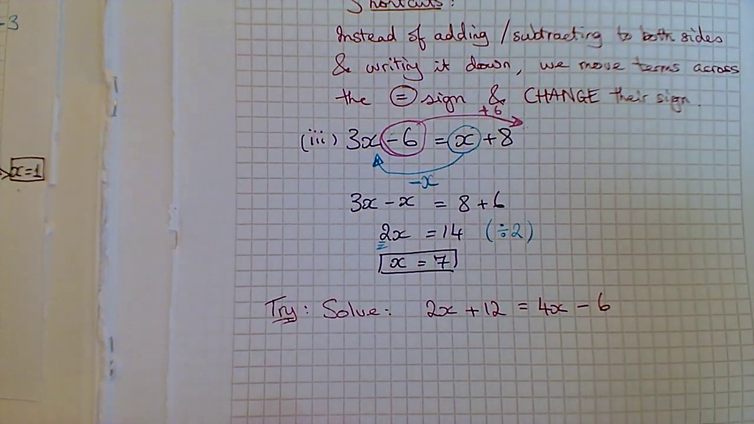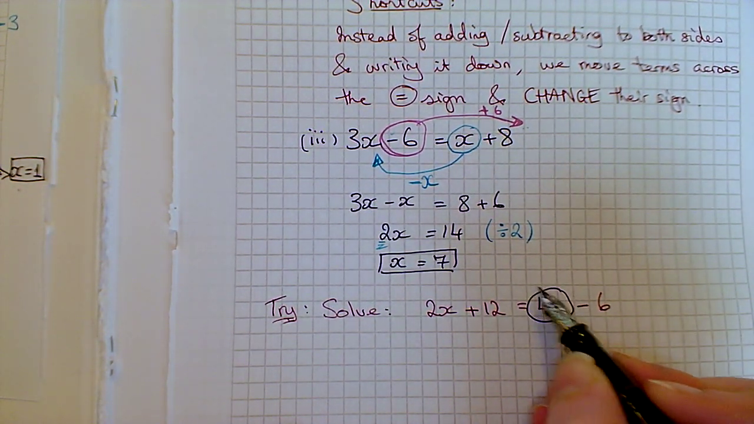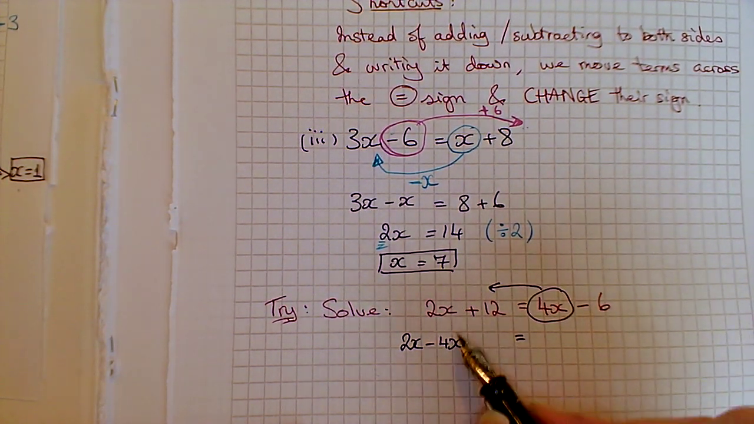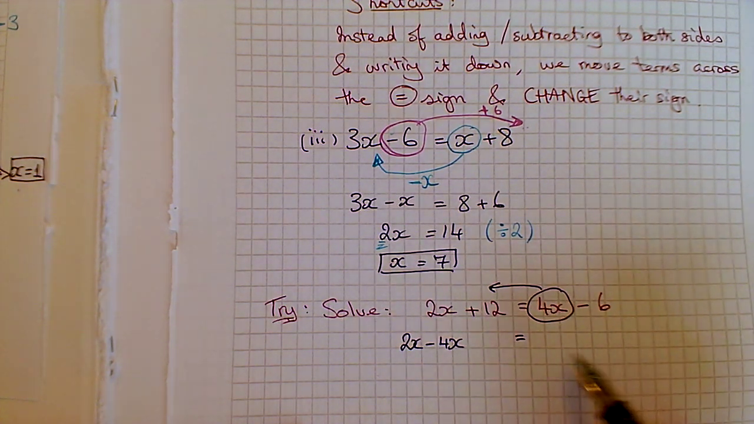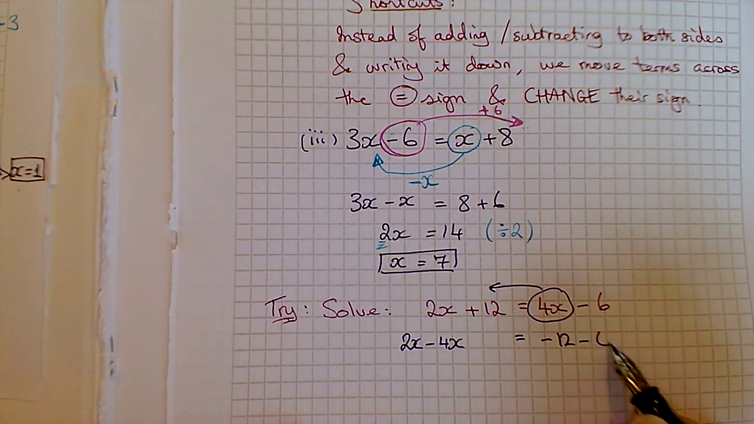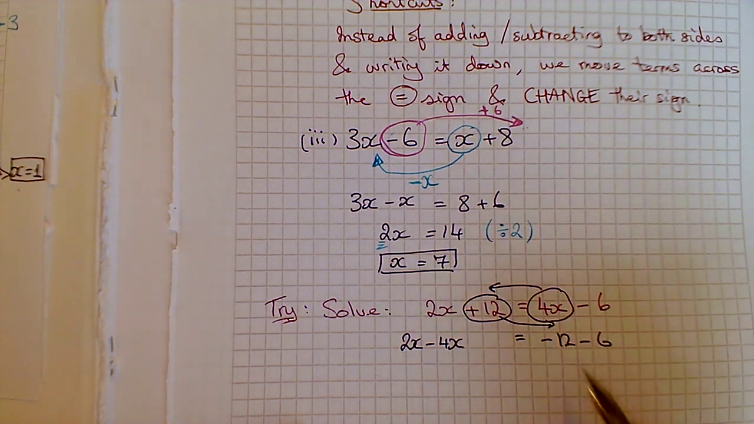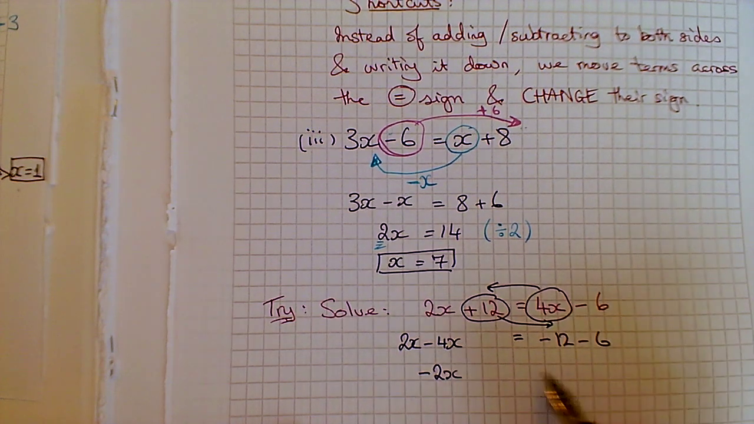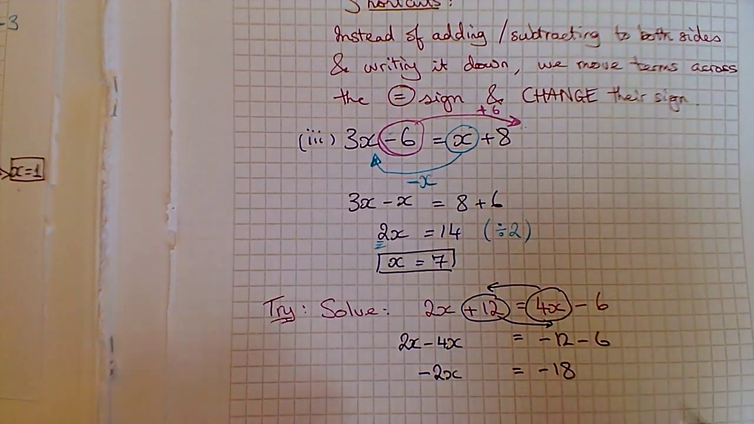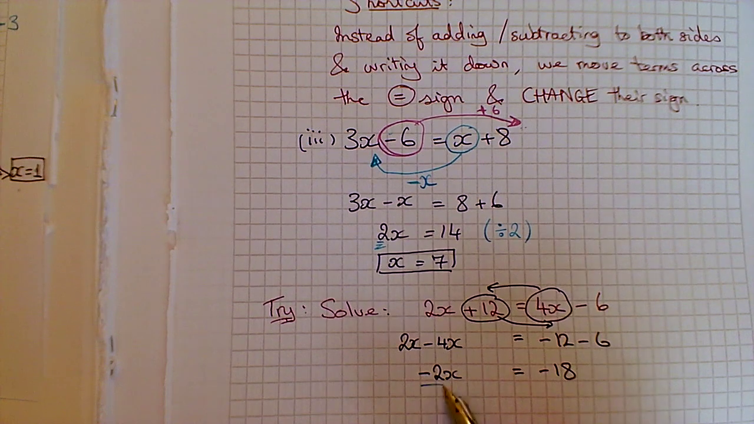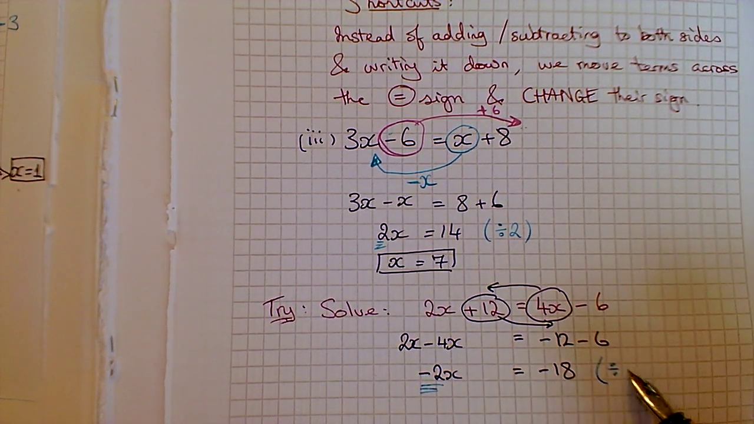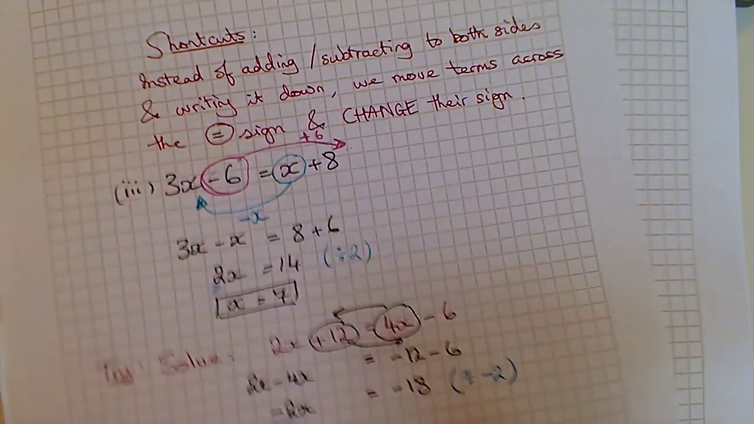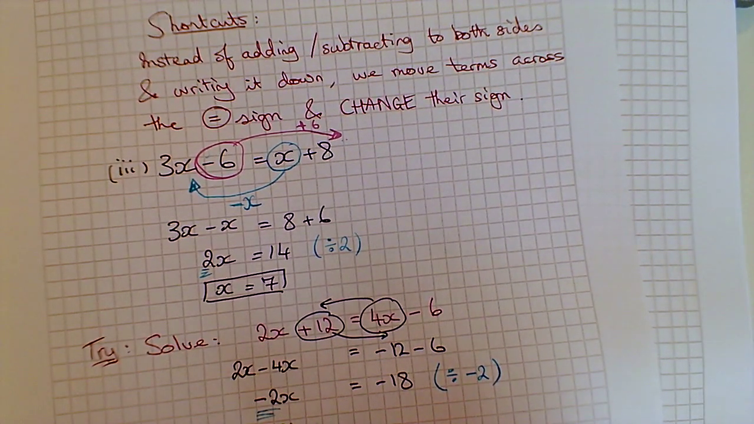Now, hopefully you got this working out. So my 4x is going to move over here and I'll have 2x minus 4x equal to my 12 is going to move over here, minus 12, minus 6. The plus 12 moves over and it changes sign as well. Simplify: minus 2x is equal to minus 18. And finally, divide. Now when we divide, we must divide by not just 2, but by negative 2. So we get x is 9.